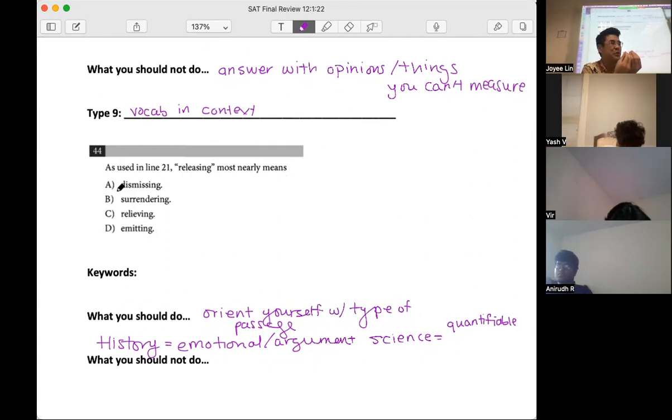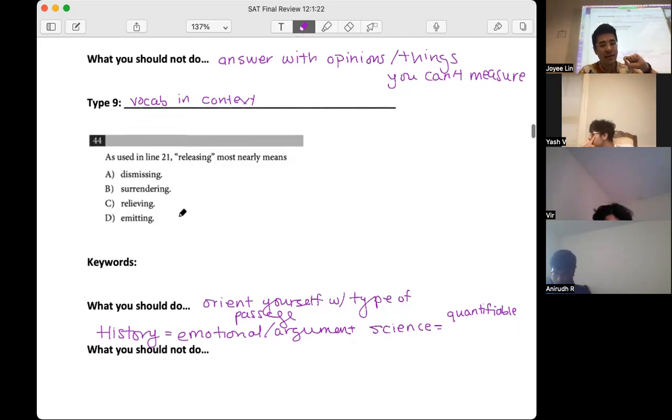Can you measure the amount of relief something gives you? Can you measure how much you surrender? Can you measure how much you're dismissing? So in science, I put myself in the mindset of a scientist. I want to do the experiment. Versus if this were from a history passage, then it would probably be dismissing: I'm dismissing your argument, I'm dismissing your position. So the context plays a huge factor here.